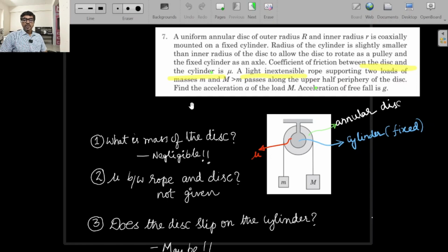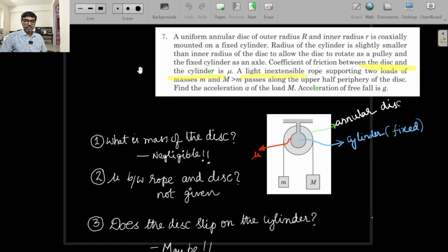Fine. Now what is he asking? They are asking you to find the acceleration of the load capital M. Capital M and small m will have the same numerical value of acceleration. If capital M goes down because it is the heavier mass, the small m has to go up with the same magnitude of acceleration. Now he has given the acceleration of free fall as g.